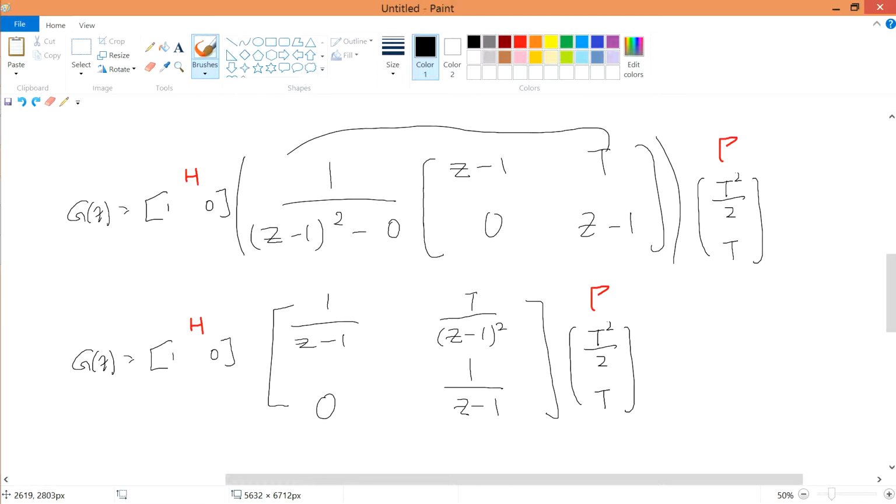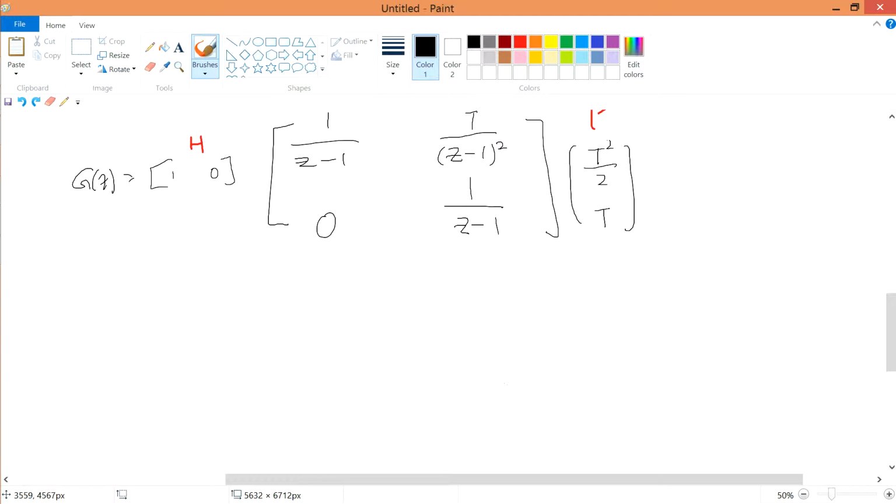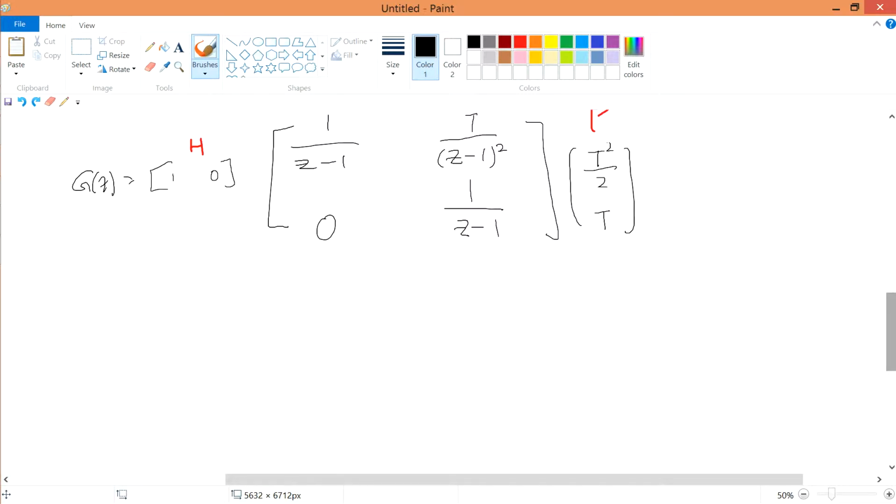So I'll rearrange this in terms of this now. This is all purely matrix now, there's no inverse or whatever. It's pretty nice. So now I can evaluate row times column. Row times column, 1 times this one gives 1 over z minus 1. 1 times this one is just itself, and 0 times 0 is 0. So therefore this is the first one.